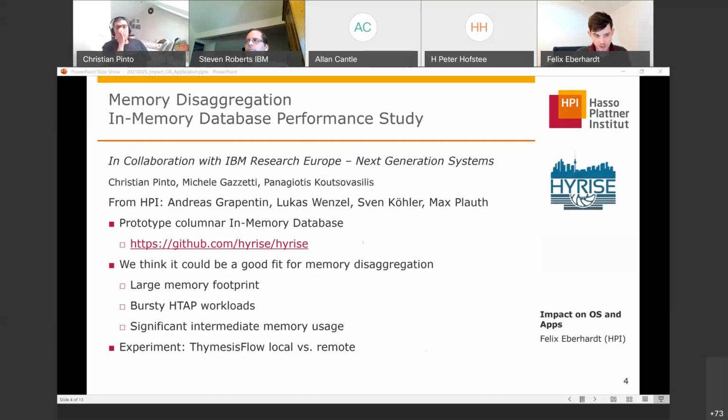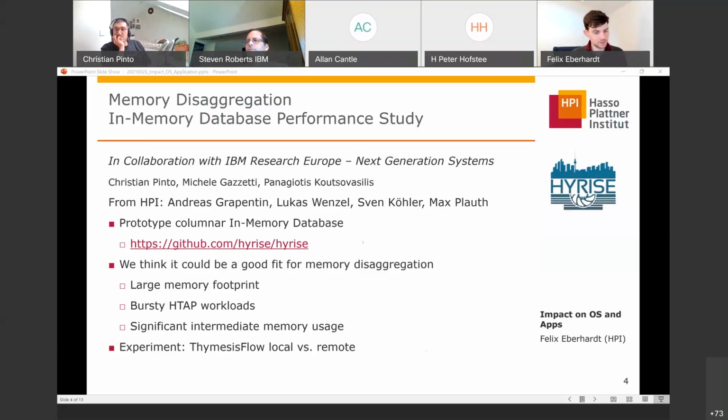In-memory databases also have some bursty hybrid transactional workloads. So on the one hand, very small queries which update single data items which have to be processed very fast. On the other hand, huge analytical queries which require significant intermediate memory usage.